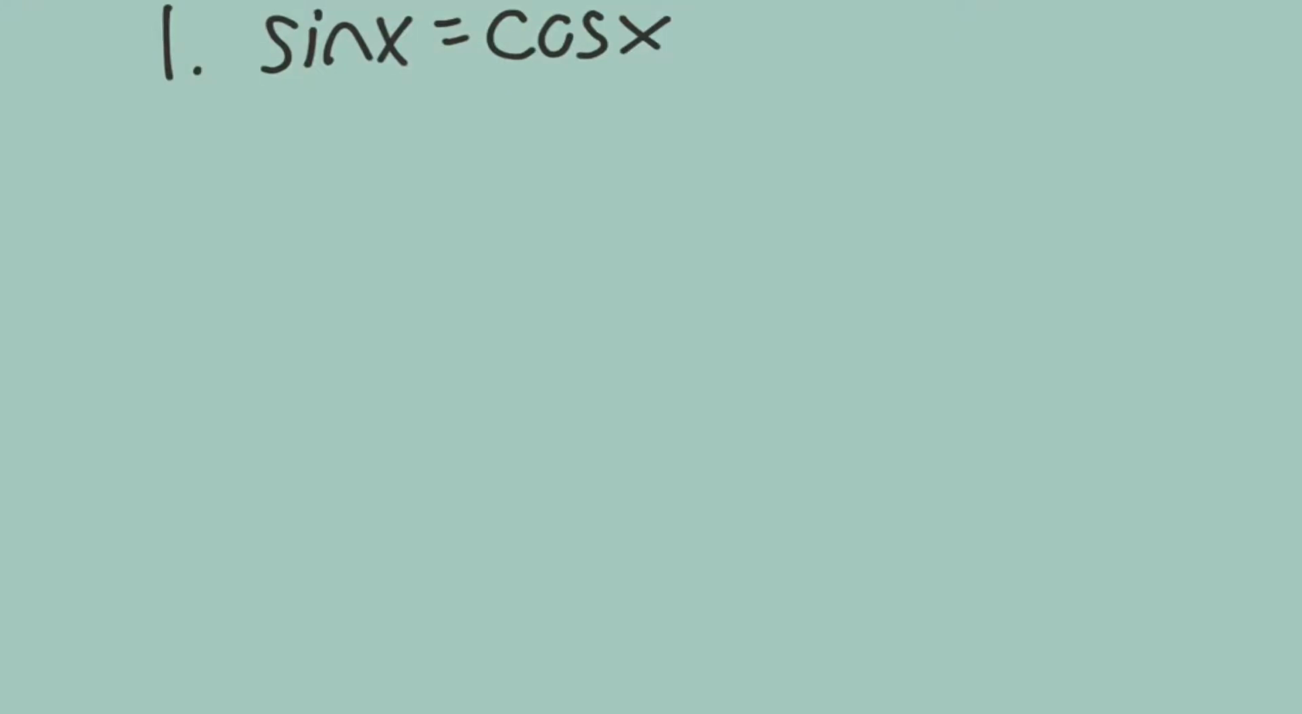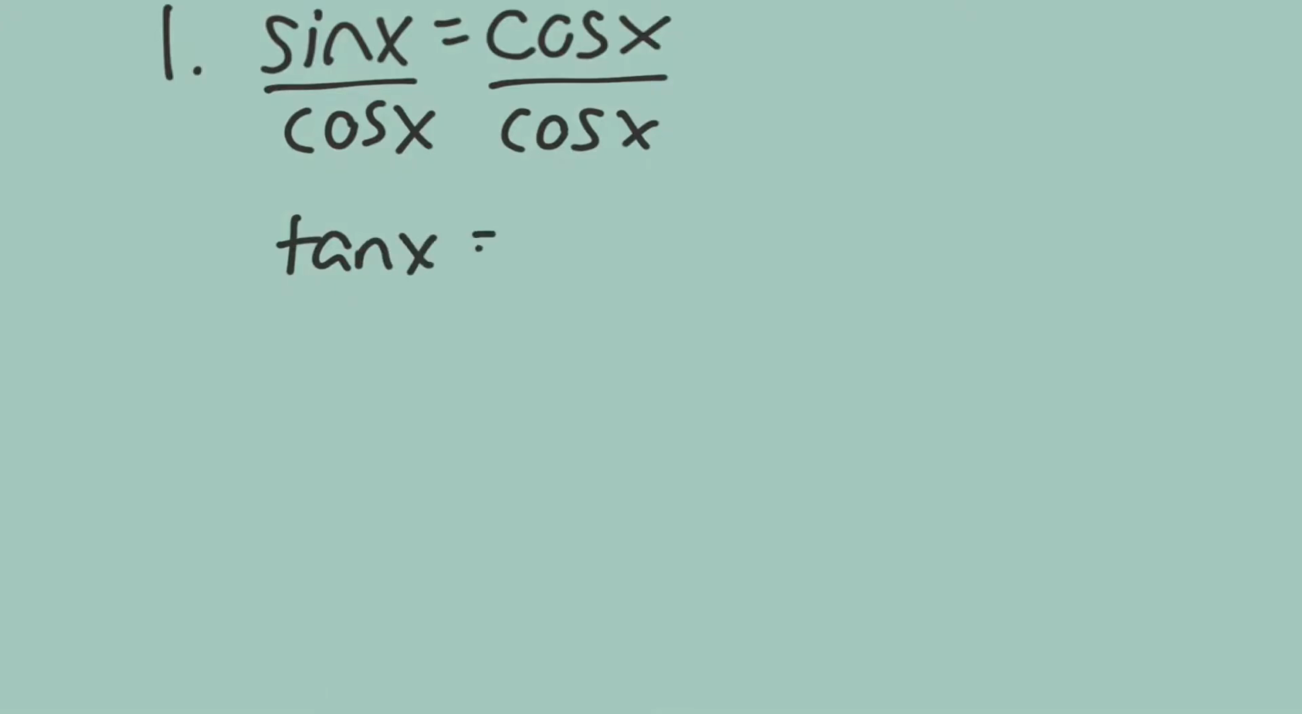In this first example, we have sine of x equals cosine of x. Let's try dividing both sides by cosine of x. Sine over cosine is tangent, and cosine divided by cosine is just 1. Now we have tangent of x equals 1, which is something that we can solve.